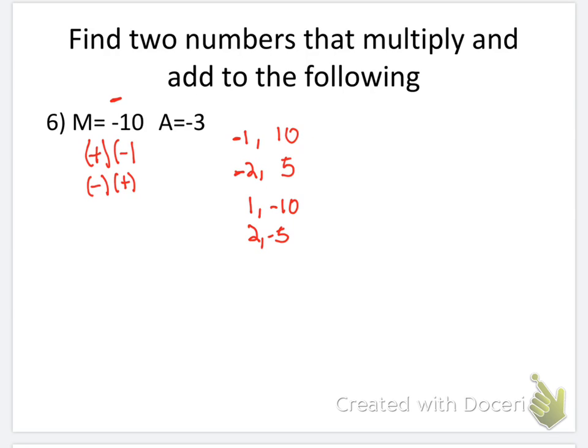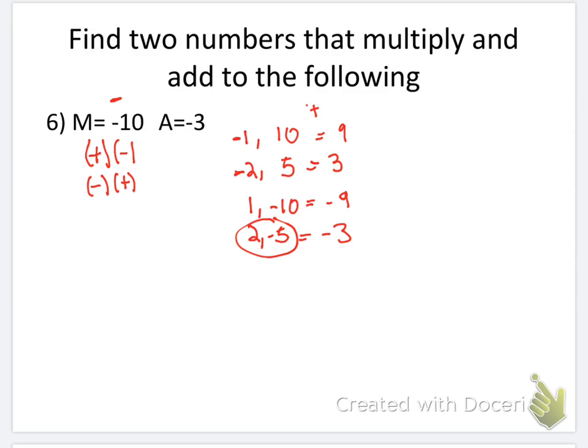So we're going to add these together. So when we add, negative 1 plus 10 is 9. Negative 2 plus 5 is a positive 3. So that one looks close, but we're adding together negative 3. This one would give me a negative 9. And this one would give me 2 plus negative 5, negative 3. So the one we're actually interested in here is that 2 and negative 5.